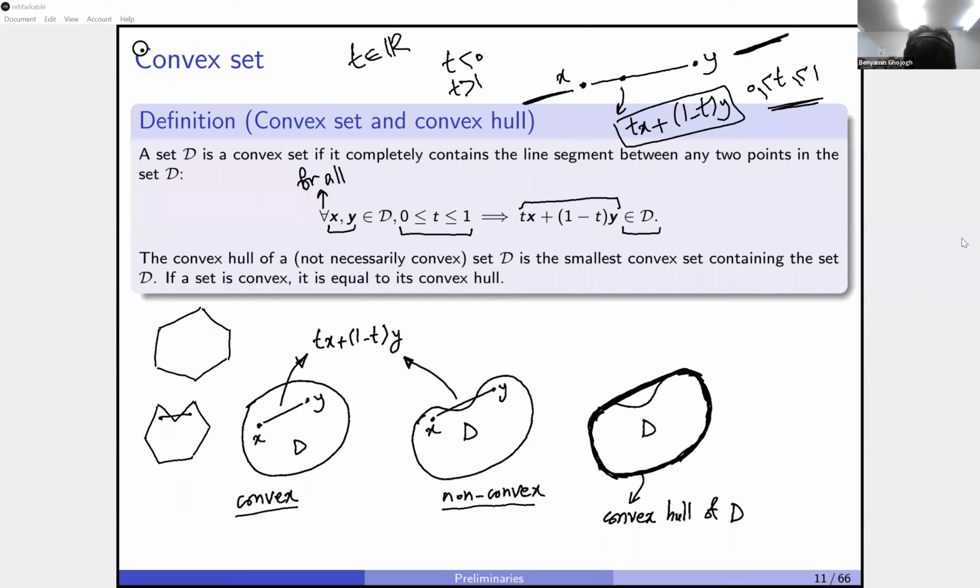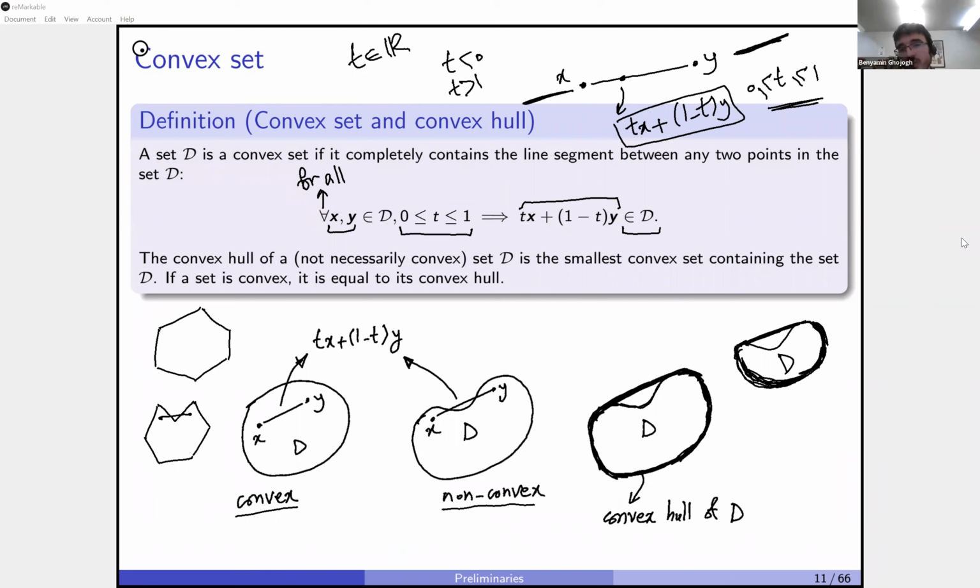I think it's obvious what I'm saying. So convex hull simply means that if you have a non-convex set, the smallest set around it which can make it convex is the convex hull. For example, this set, which is non-convex, the smallest set around it which makes it convex is this. Because this part that I'm drawing is already convex, the only part which is non-convex is this. So I draw this. This is a convex hull of D.